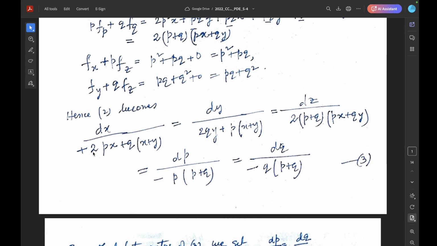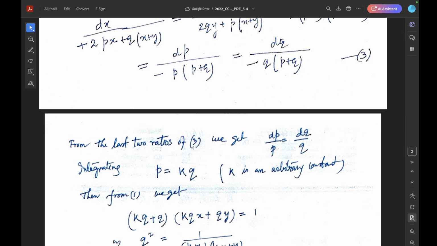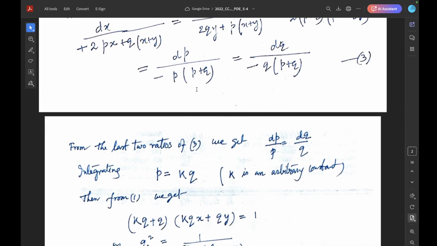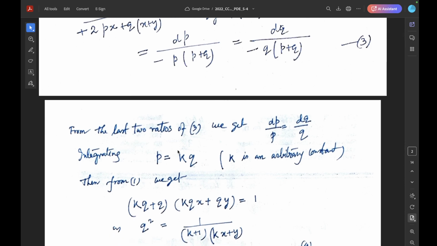we get dx/(2px+q(x+y)) = dy/(2qy+p(x+y)) = dz/(2(p+q)(px+qy)) = dp/(-p(p+q)) = dq/(-q(p+q)). This equation is 3. From the last two ratios of 3, we get dp/p = dq/q. Cancel p+q from both, and the minus signs cancel.